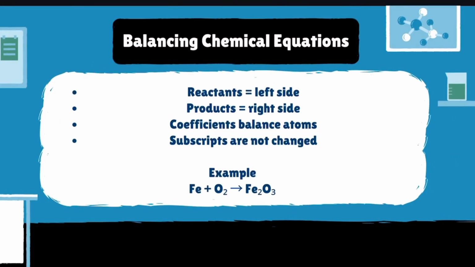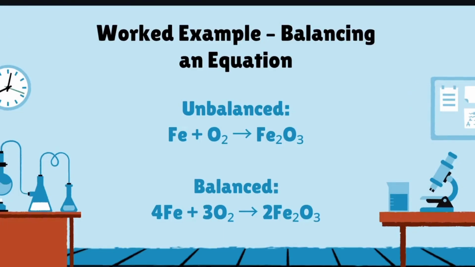Balancing chemical equations ensures that the number of atoms of each element is equal on both sides. This is justified by the law of conservation of mass. Coefficients are adjusted, but the subscripts remain unchanged because they define the substance itself.